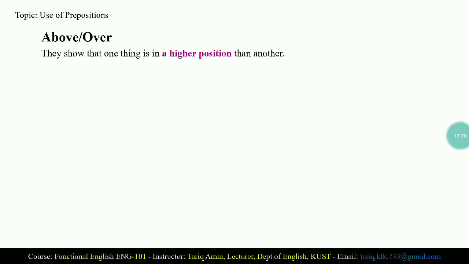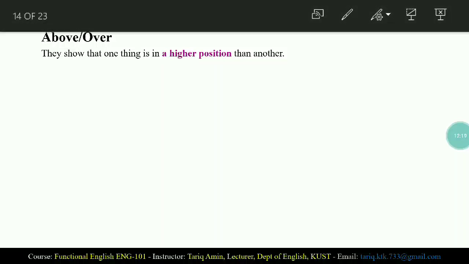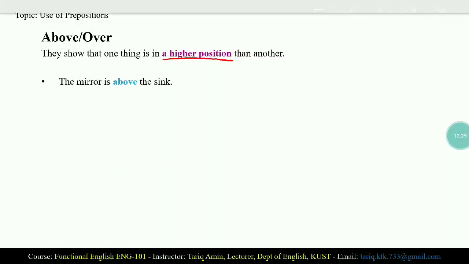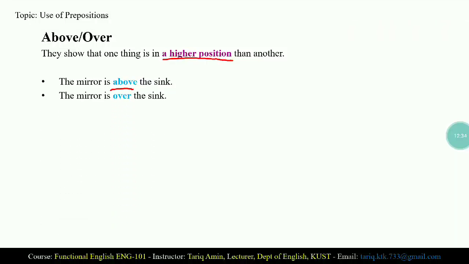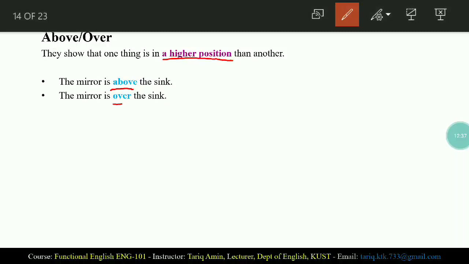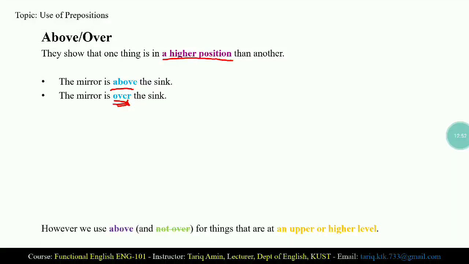Now let's discuss the uses of above and over and the difference between them. Above and over show that one thing is in a higher position than another. For example, the mirror is above the sink. It means that the mirror is in a higher position than the sink. Or we can say that the mirror is over the sink. So the use of both prepositions in this sentence is correct. We can use above and we can use over in this example.